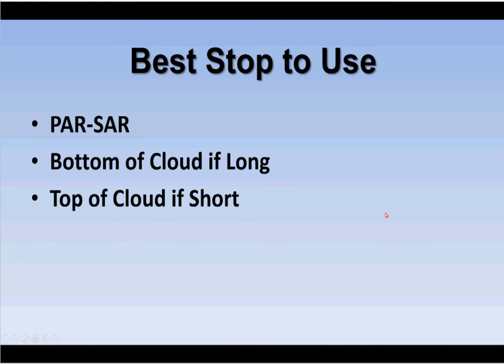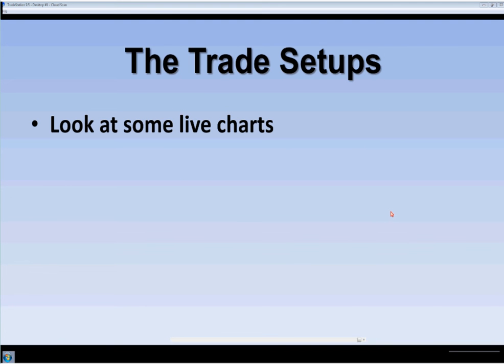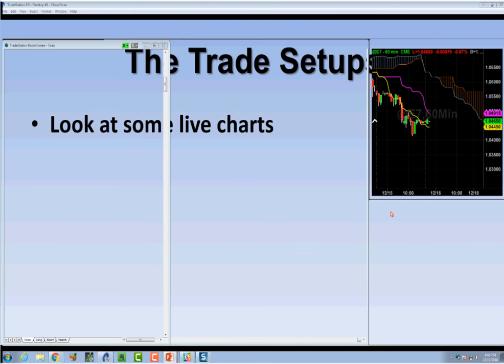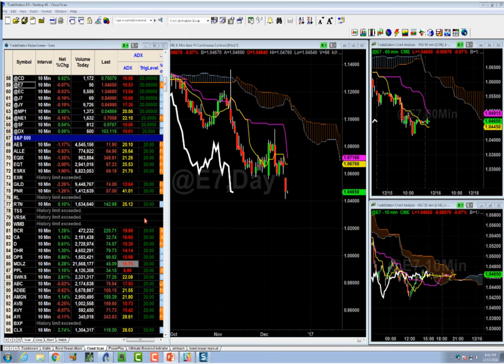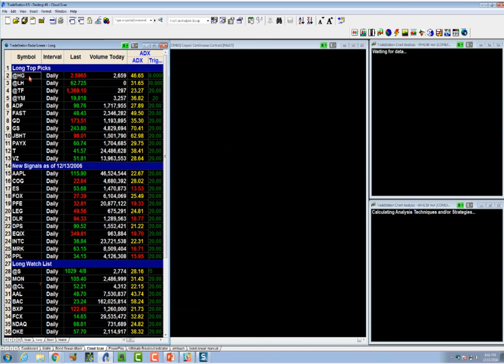All right? So best stop to use, I would start out with parabolic SAR. So I looked at some live charts, right? We did that. Oh, let me show you really quickly. These are some of the trades that we found before I go on. Cloud scans, we do these scanning sessions once a week, usually Tuesday, where we all get together and scan the markets. And here's some of the longs that we filtered through this past Tuesday. So these were our long top picks.